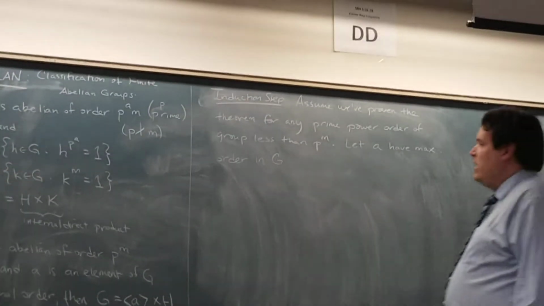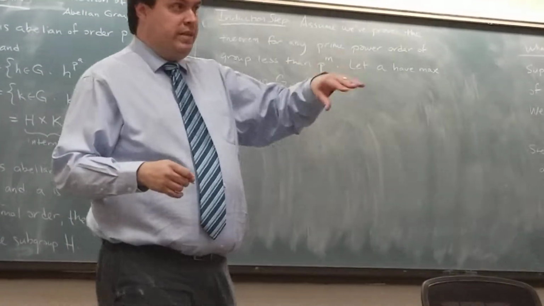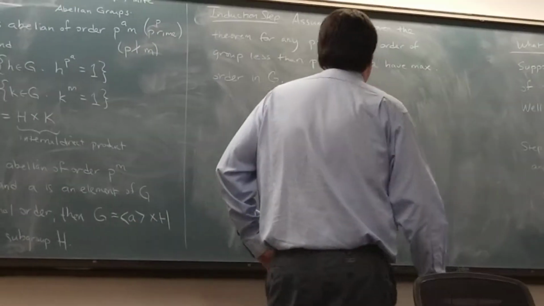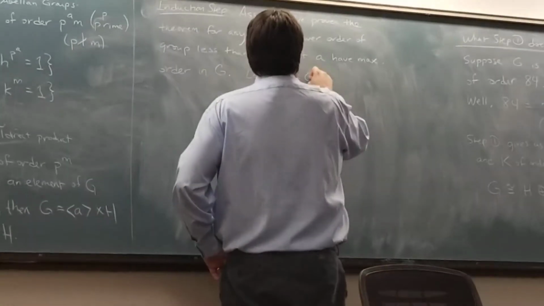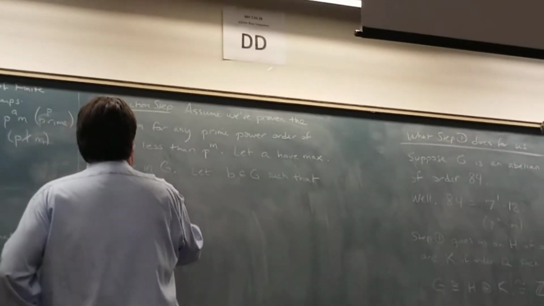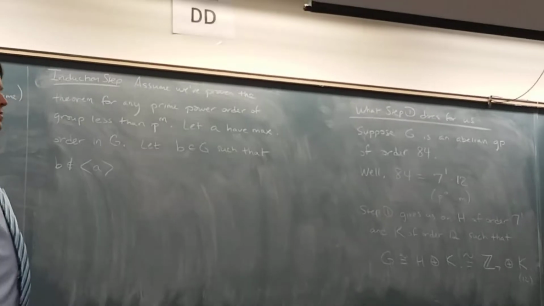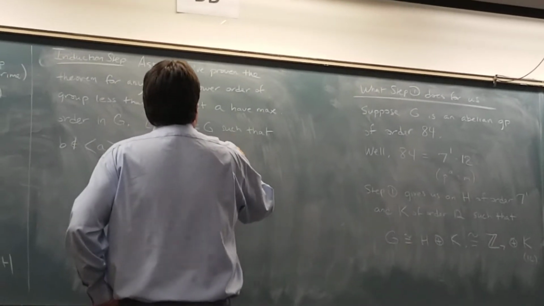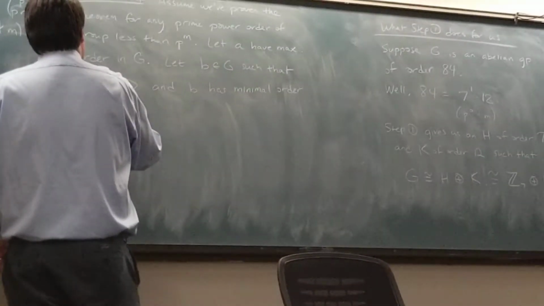Anyway, let A have maximal order in G. So we're assuming that A is the element of G that has the largest possible order in that group. So here's what I'm going to do to start building H. Let B be an element of G such that, first of all, B is not an element of the subgroup generated by A, so it's not a power of A at all. And B has minimal order, subject to this constraint.